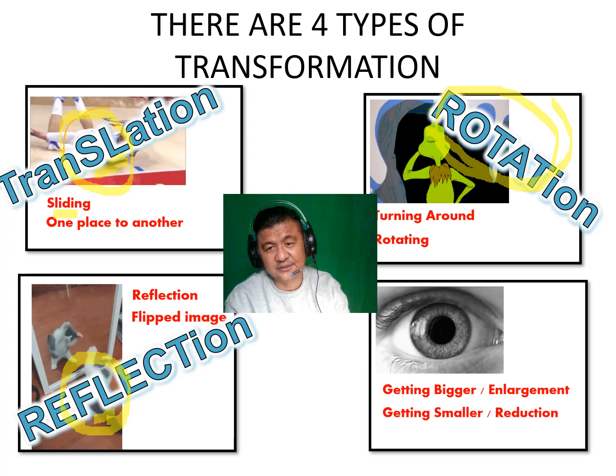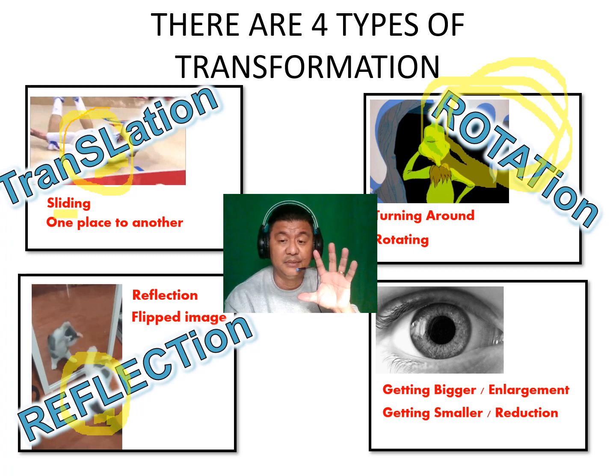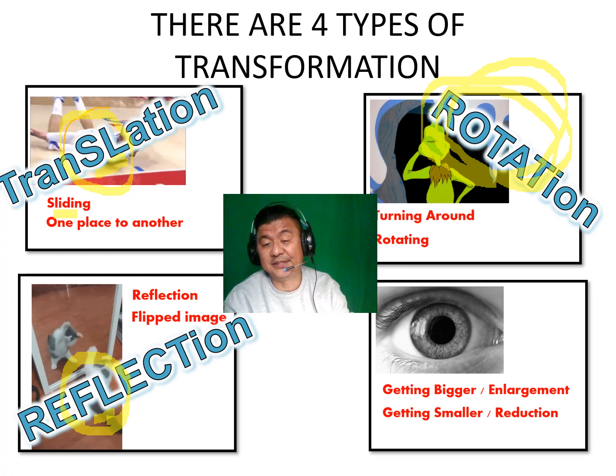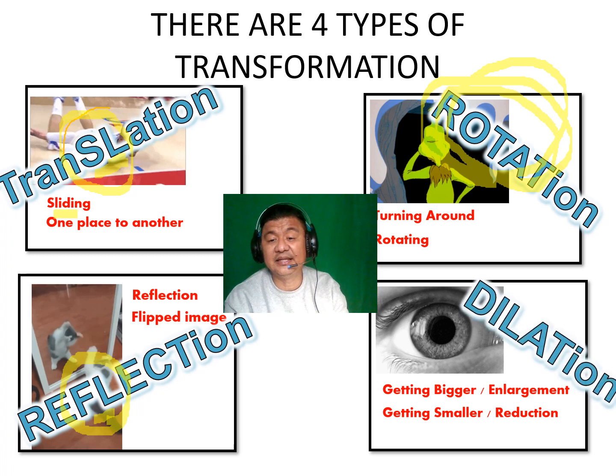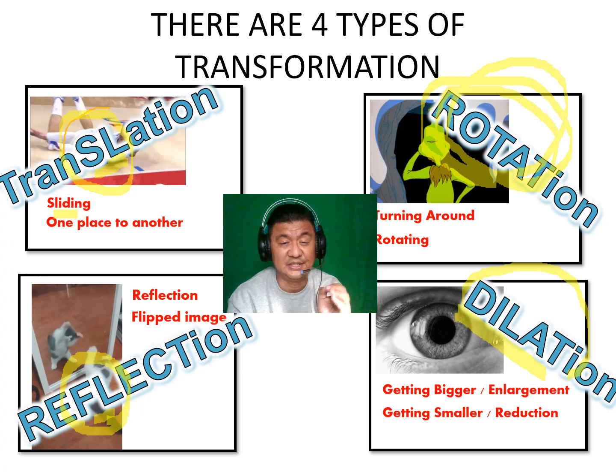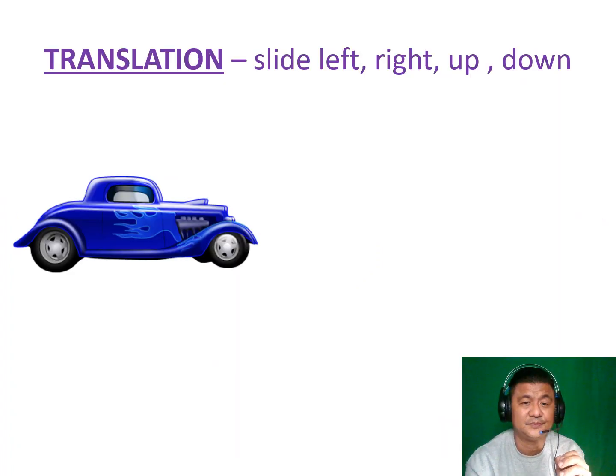You rotate either clockwise or counterclockwise. Rotation. Getting bigger and getting smaller. Remember the eye dilates, from the word dilate. Dilating eye, bigger or smaller. So these are called geometric transformations. Now, we will see what happens in these four transformations, what is preserved and what changes.